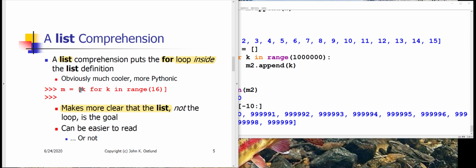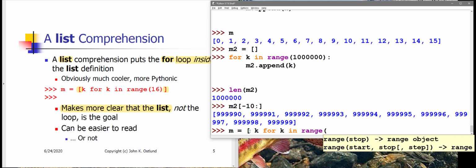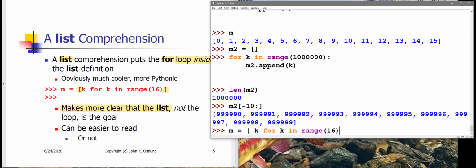Here is how we might create a list using a comprehension with values ranging from 0 to 15. All right, I'm going to say m gets. Now I use a square bracket because I want to create a list. And each value in the list is going to be some value k for k in the range from 0 up to but not including 16.